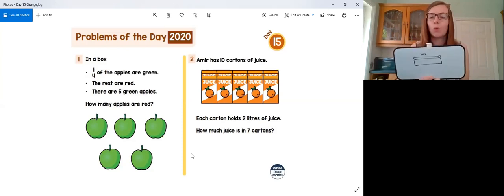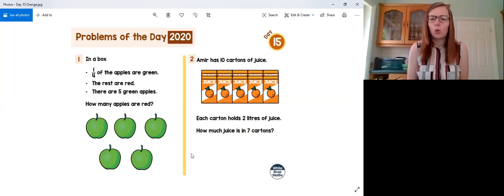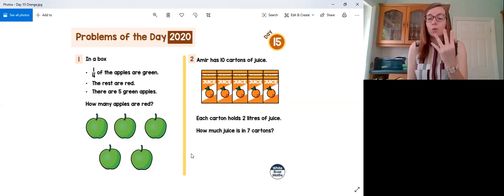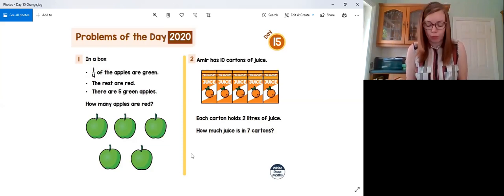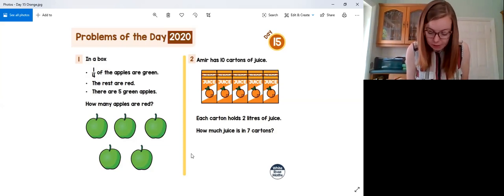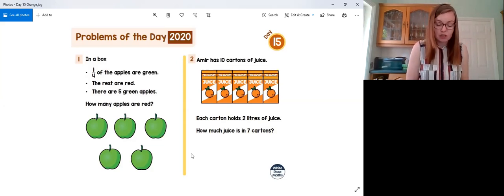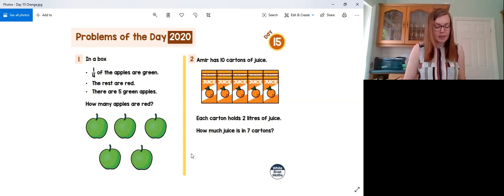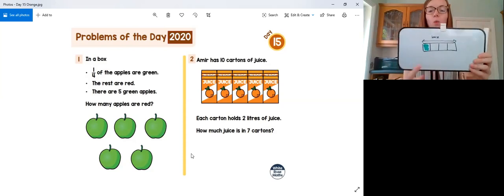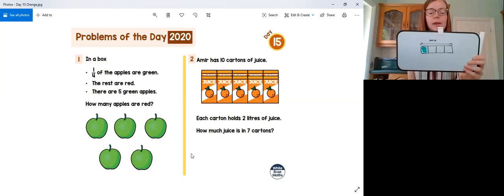So we need to think about what we know about the fraction 1/4. Well, 1/4 means we have split it into 4 equal pieces. So our denominator, the number on the bottom of our fraction, is a 4. So we know that means we have 4 equal groups. So I'm going to cut my box of apples into 4 equal groups. And I'm going to just colour that in green to represent that 1/4 of the apples are green.